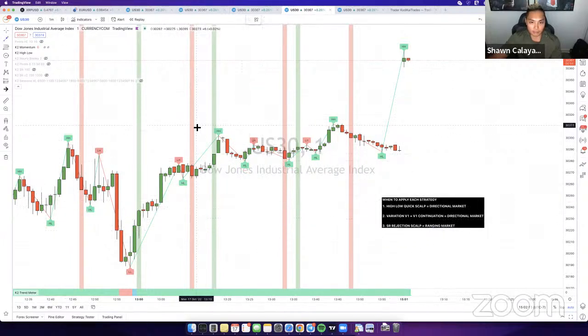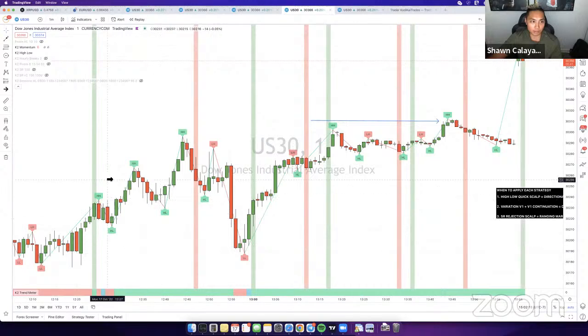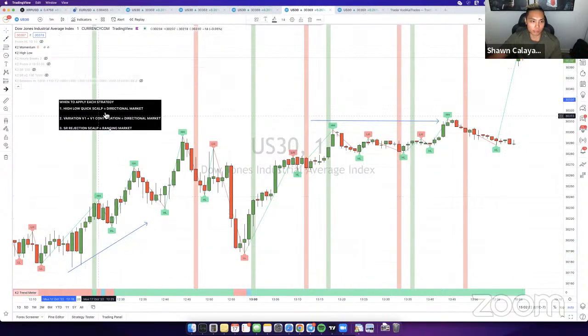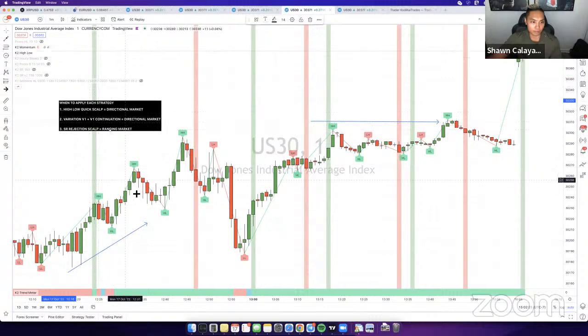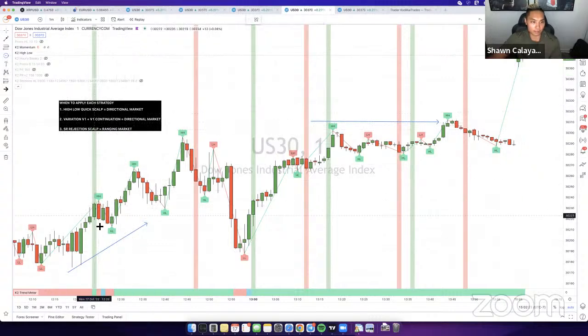So for example, your price is going sideways. What are you going to apply during this period? Rejection scalp, right? Or SR rejection scalp. Price is moving directional to the upside. What are you going to apply here? You're going to apply the high-low quick scalp, or you'll apply the variation V1. So I could already identify here, price is moving directional, right? If I was just to point out how many entries you get here, you have one right here, it's a V1.